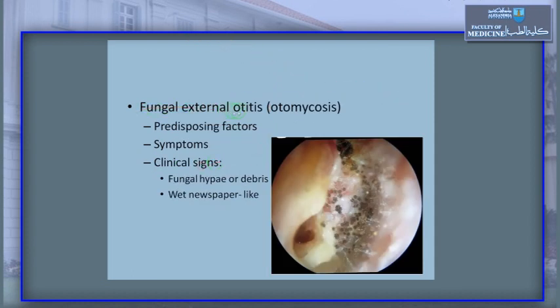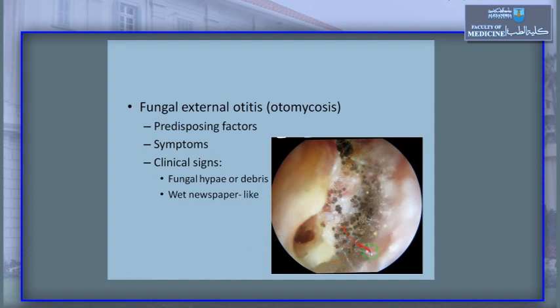For the fungal otitis externa, it is called otomycosis. Again, oto is ear, and mycosis is fungal infection. Predisposing factors, similar to bacterial infections, are mainly warm weather and humidity. So if the patient lives in a humid area, if he's sweating a lot, or if he's using water a lot to clean his ear, that makes him more prone to develop fungal infection.